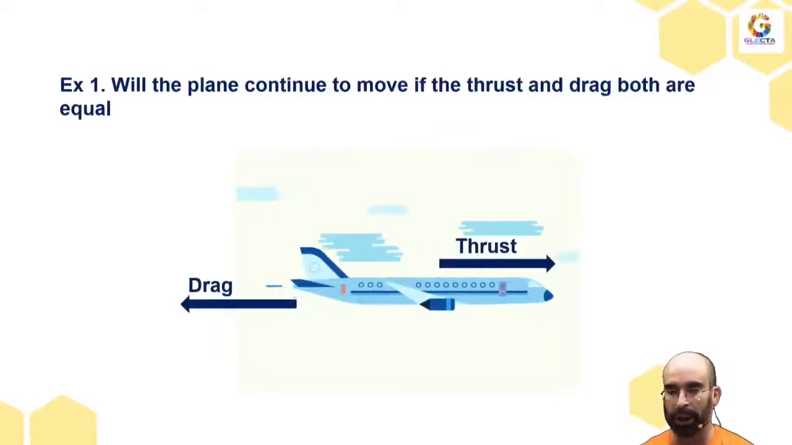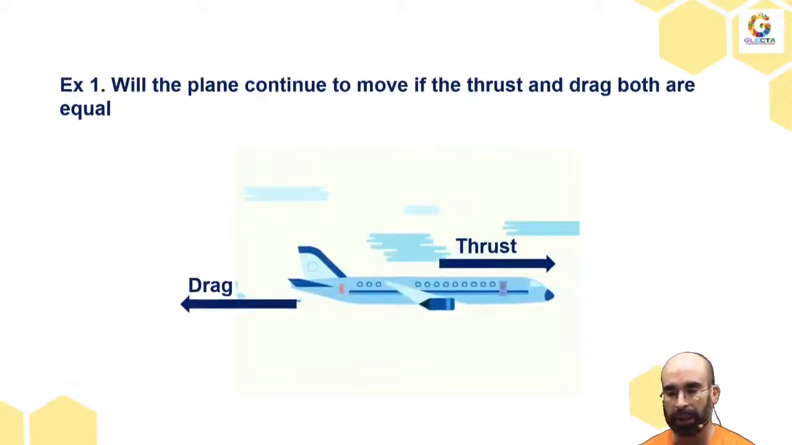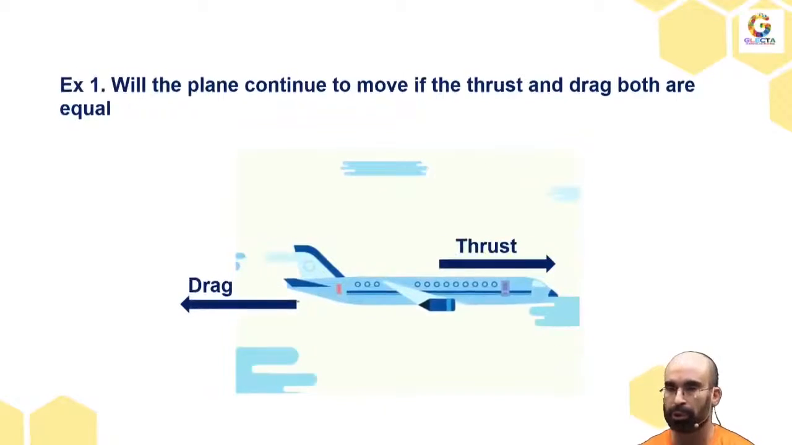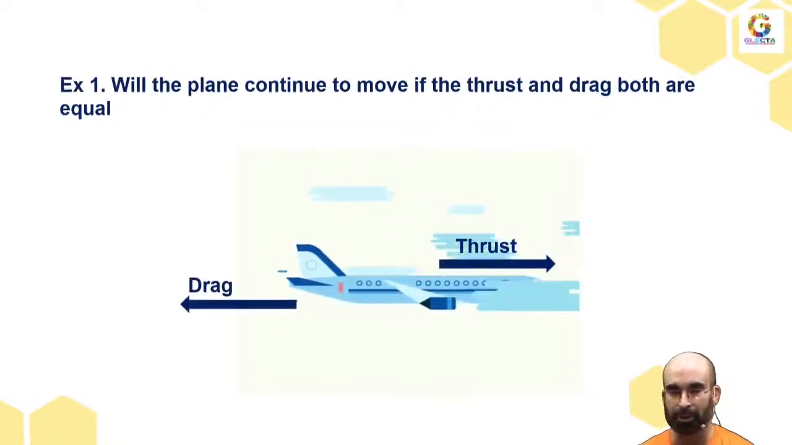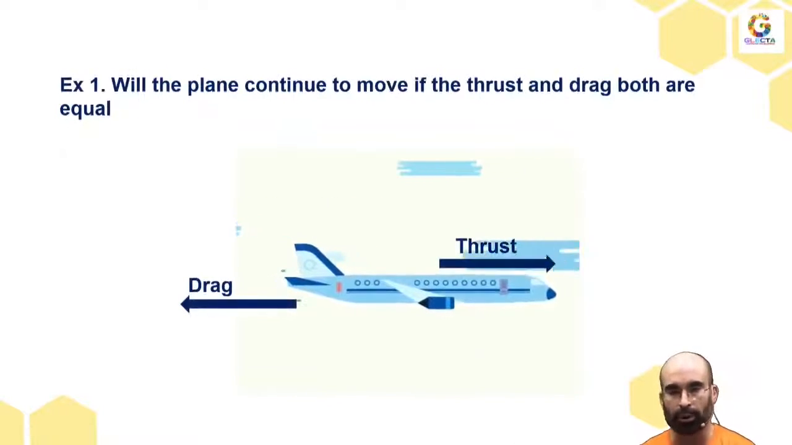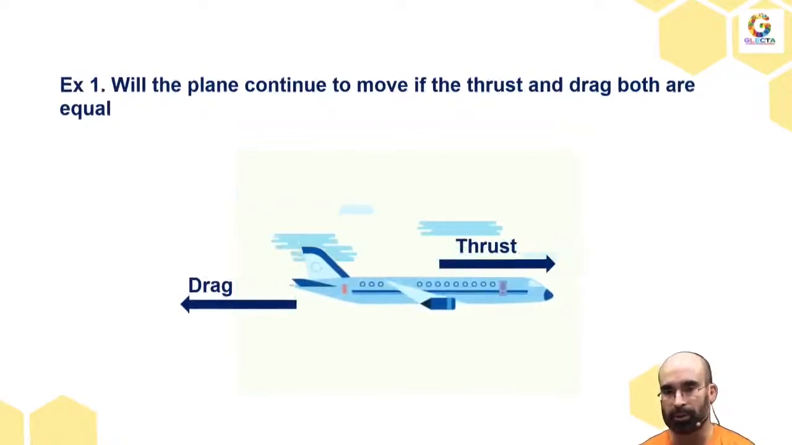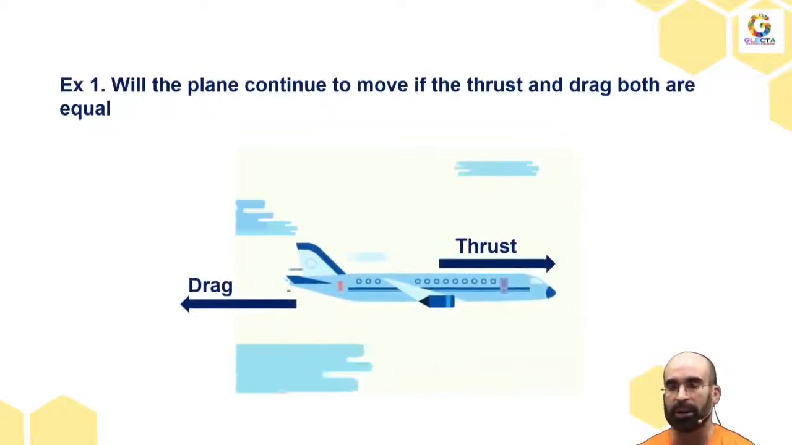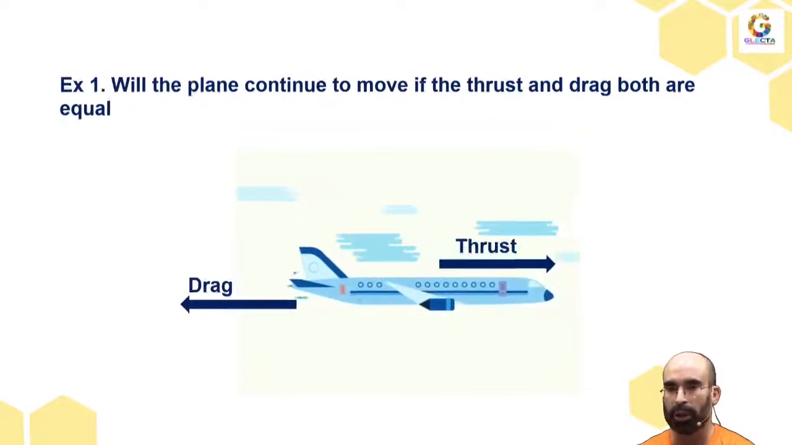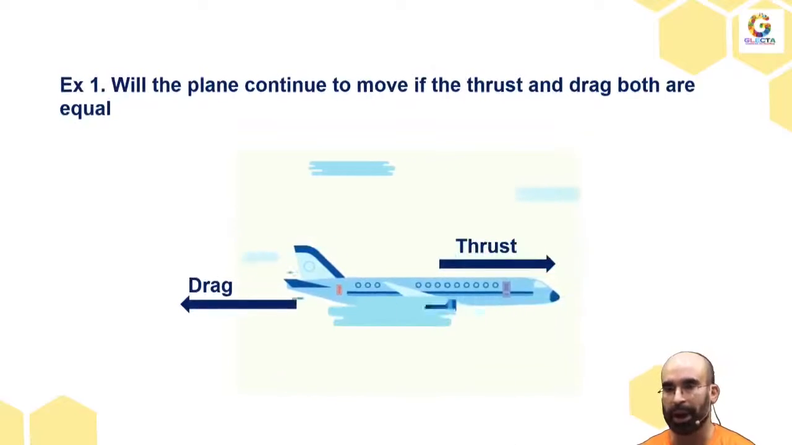Now let us quickly have a look. In this given situation, will the plane continue to move if the thrust and drag both are equal? Answer is no. When both the forces, thrust and drag, are equal, the resultant force is 0, and we know that when the resultant force is 0, the body will continue to move at constant speed or it will be at rest.